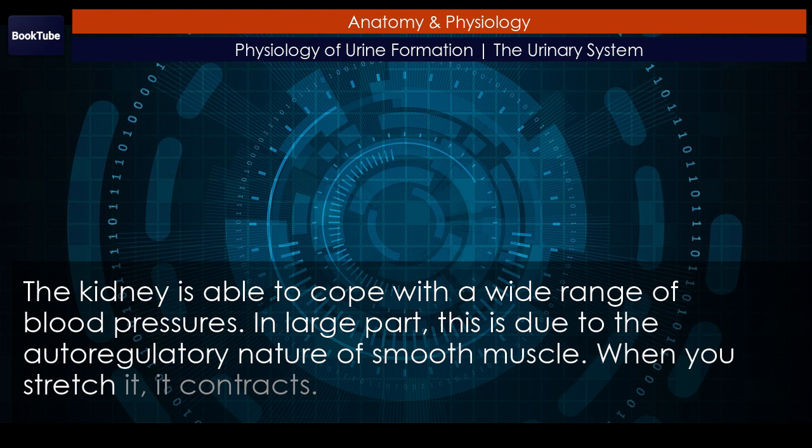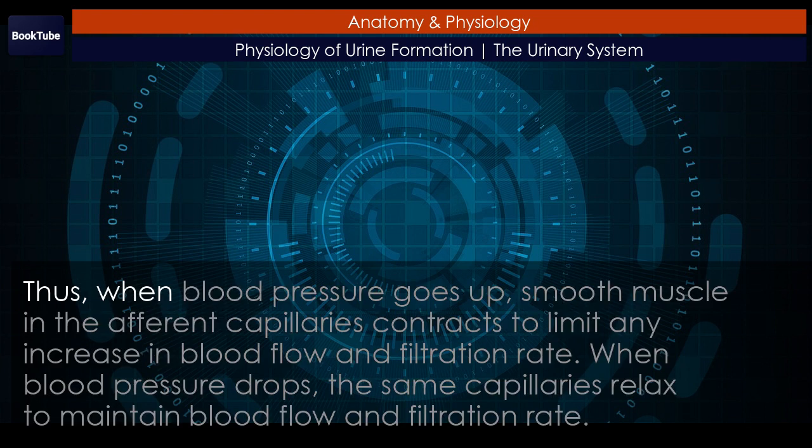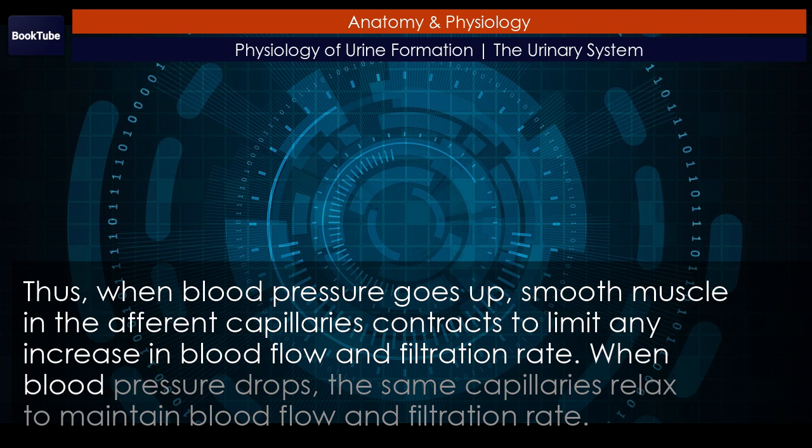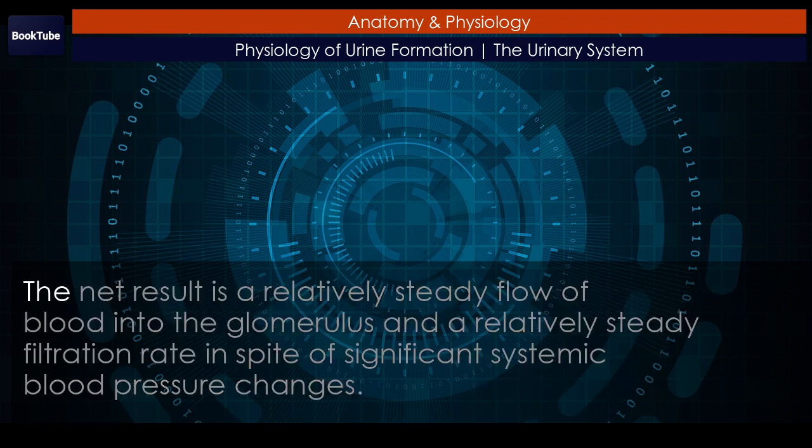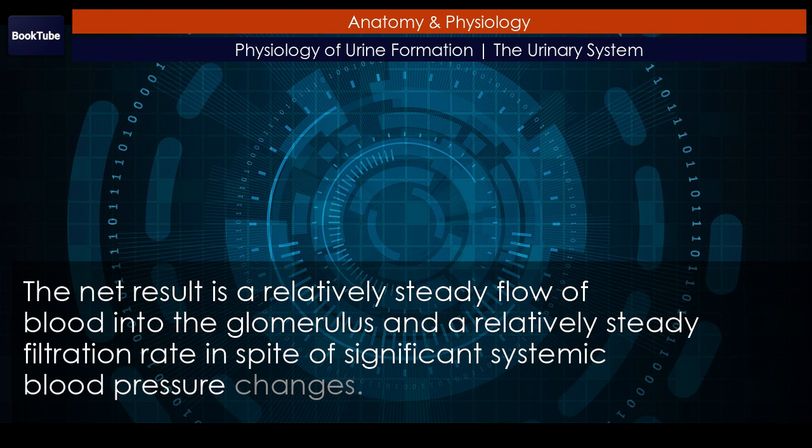When you stretch it, it contracts. Thus, when blood pressure goes up, smooth muscle in the afferent capillaries contracts to limit any increase in blood flow and filtration rate. When blood pressure drops, the same capillaries relax to maintain blood flow and filtration rate. The net result is a relatively steady flow of blood into the glomerulus and a relatively steady filtration rate in spite of significant systemic blood pressure changes.